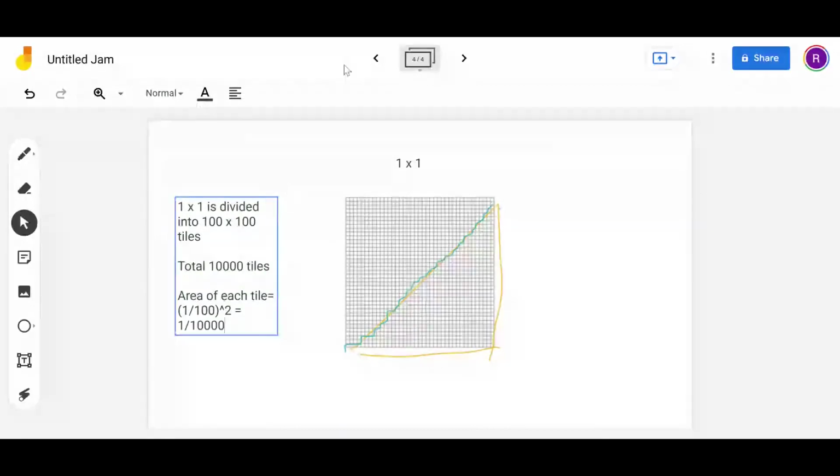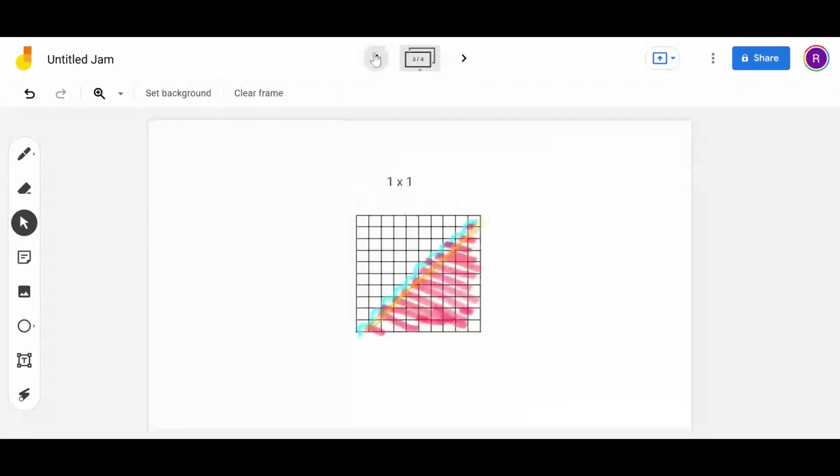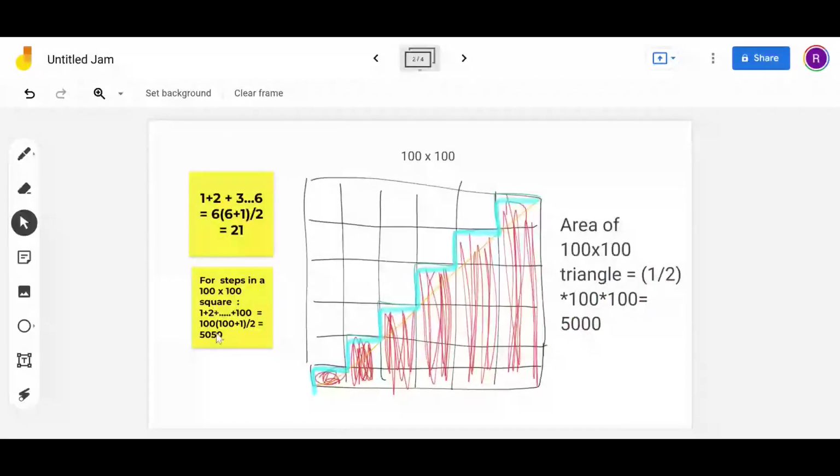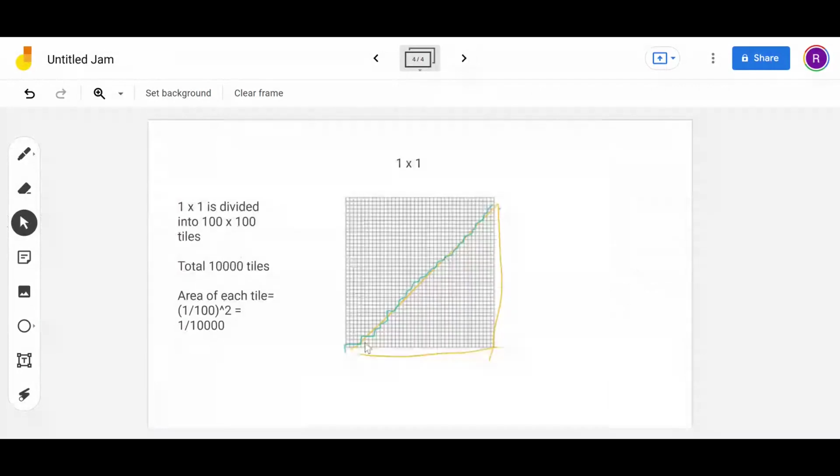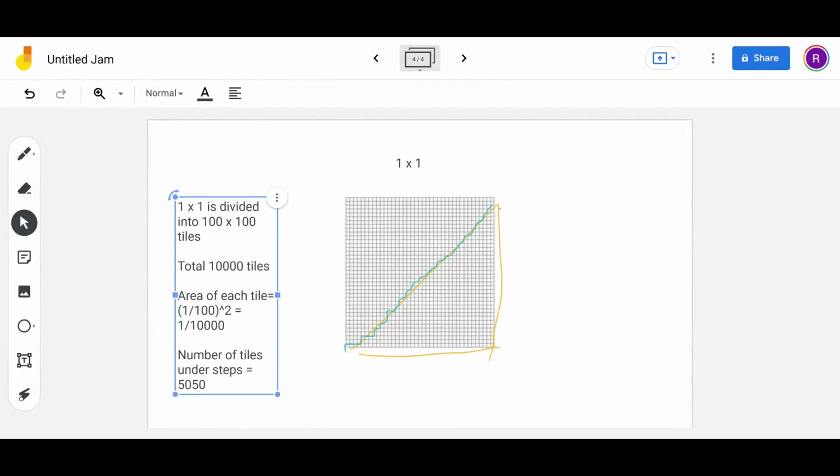So now tell me, how will you use this 5050 that we got to get the area of this triangle, which is 1 by 1, not 100 by 100? So how many tiles are there under the blue steps? There are 5050 tiles, correct? Yeah, so what is the area of the thing under the blue thing?